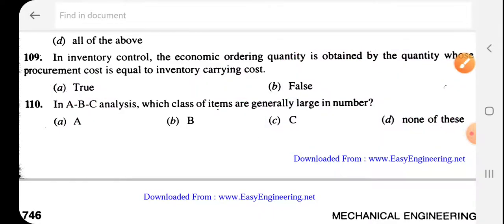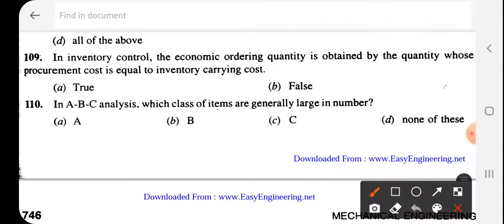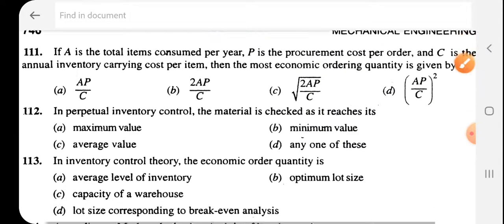ABC analysis: the class of items that are generally large in number. Which class is generally large in number? That is C. 110 is C. C class is large in number.